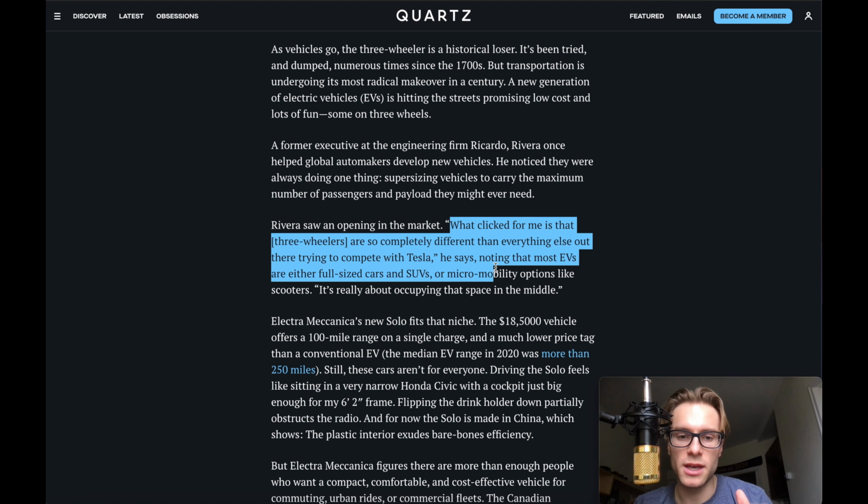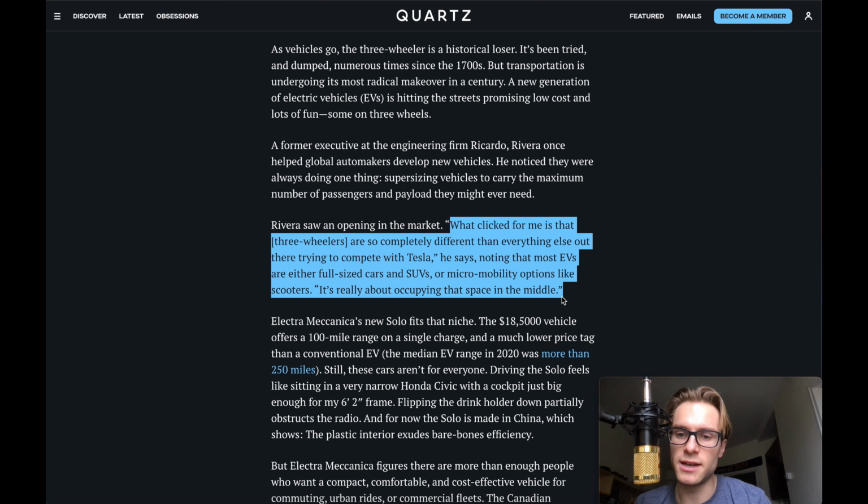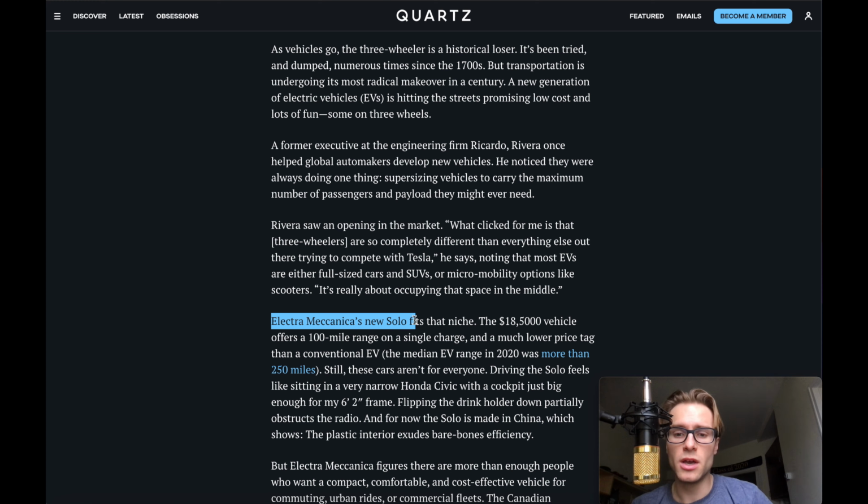"What clicked for me is that three-wheelers are so completely different than everything else out there trying to compete with Tesla," he says, noting that most EVs are either full-sized cars and SUVs or micro-mobility options like scooters. It's really about occupying that space in the middle. And that's where Electromechanica's new Solo fits that niche. It's an $18,500 vehicle offering a 100-mile range.